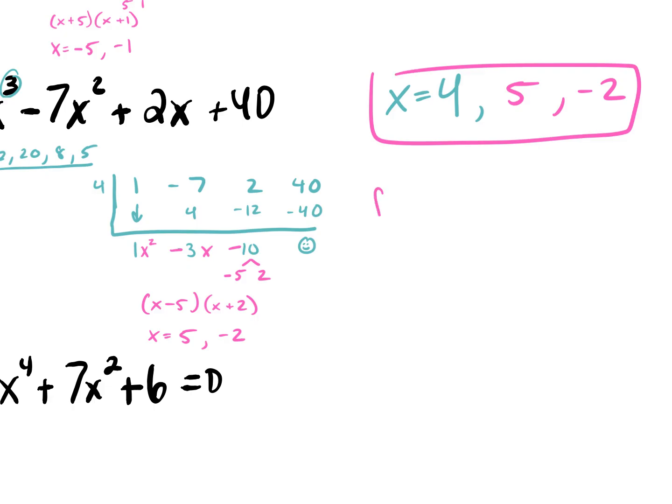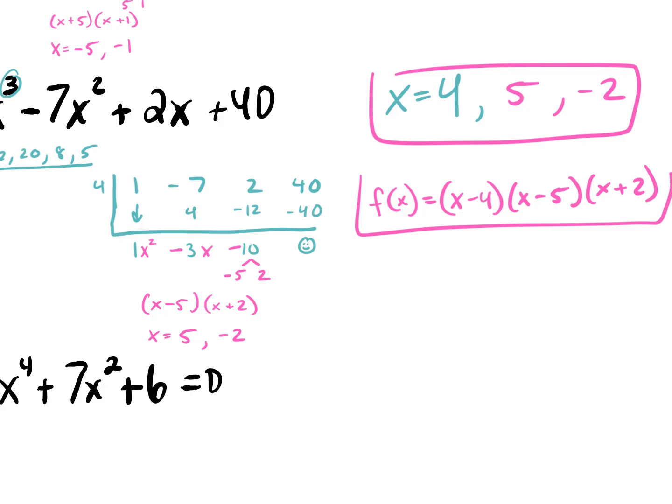If we were to write this in complete factorization or factored form, how would we write it? x minus 4, x minus 5, and x plus 2. Perfect. Now the order that you write it doesn't matter, because the order that you find the zeros isn't going to be the exact same every time, so it doesn't matter how you list them.